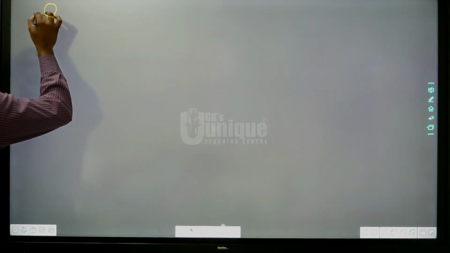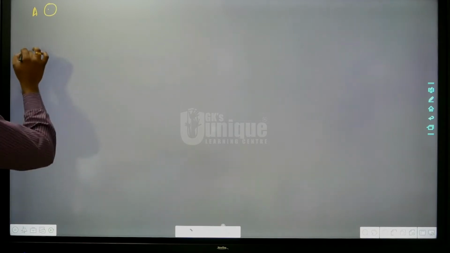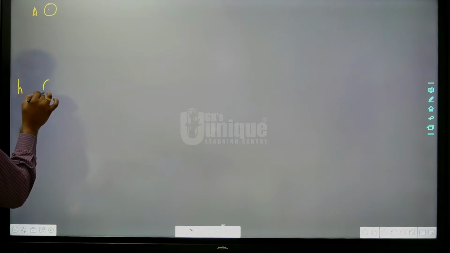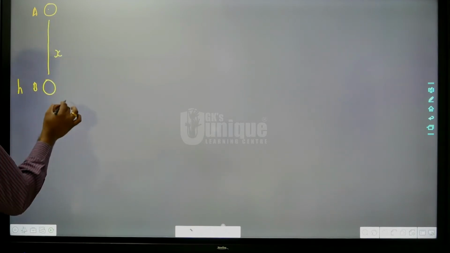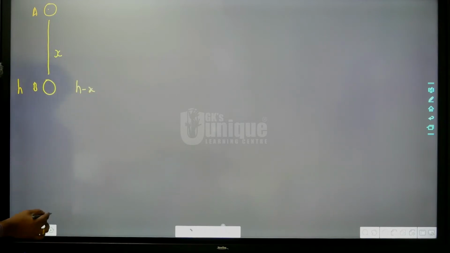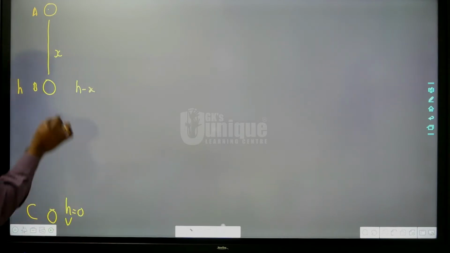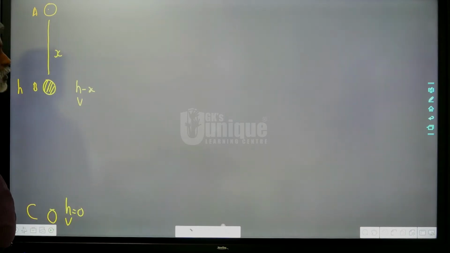Consider a body of mass m at a height h. Okay, the initial position is named A. Then after some time it reaches a new position B. It covers a distance x. Now the height from ground is h minus x. Then after some time it hits the ground. The point is called C. The height from ground is 0. It will be hitting the ground with a velocity. Okay. Then see, when it reaches the point B, it will be having a velocity. Okay. This is a case we already know.